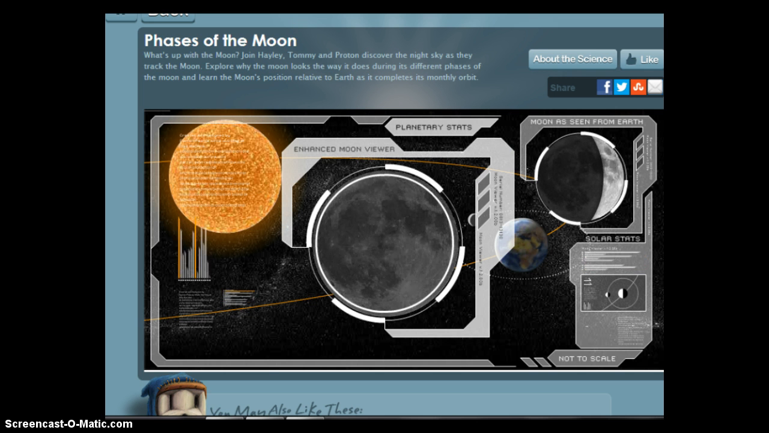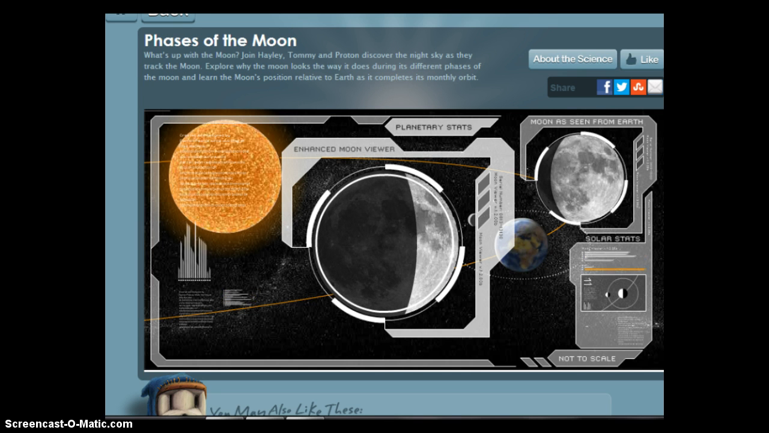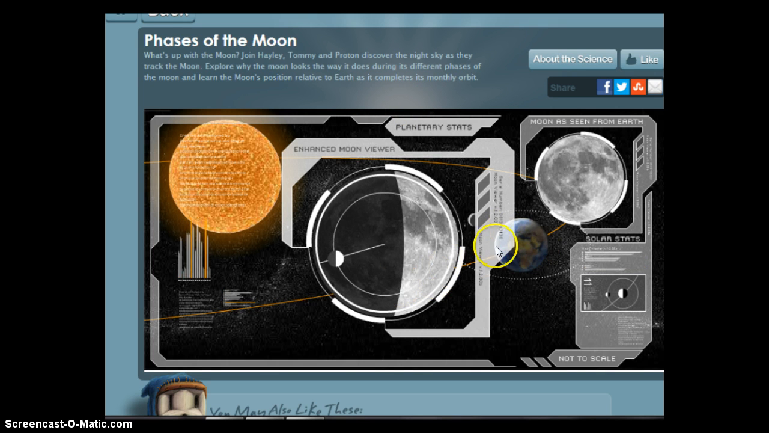It's an interactive game, and you go in and it tells you different phases, and you have to take this and move the Earth and pick where it should go in relation to the moon and to the sun. So it was another way just to make sure they knew what the different phases looked like in relation to the moon and the sun.